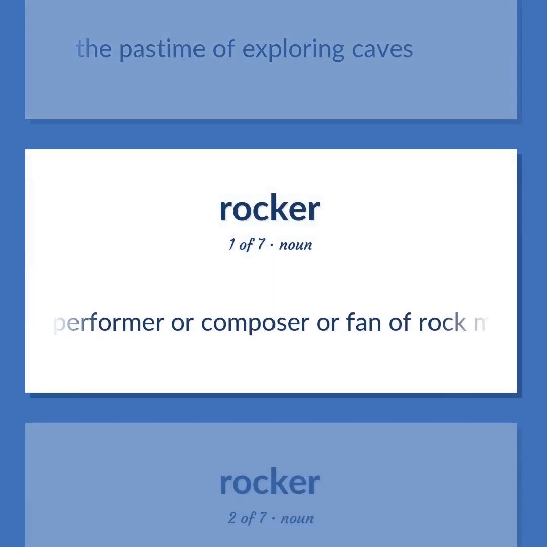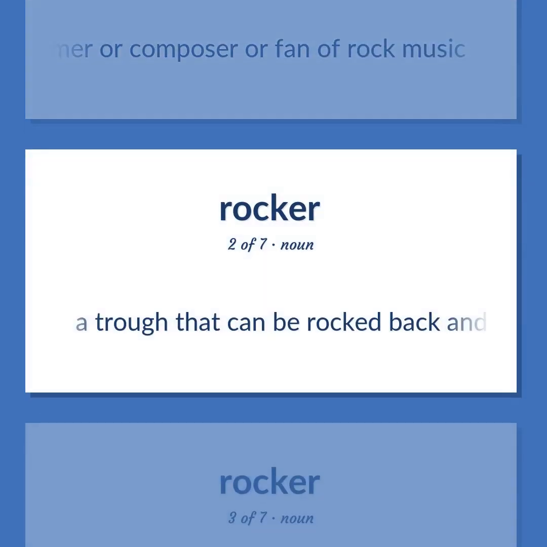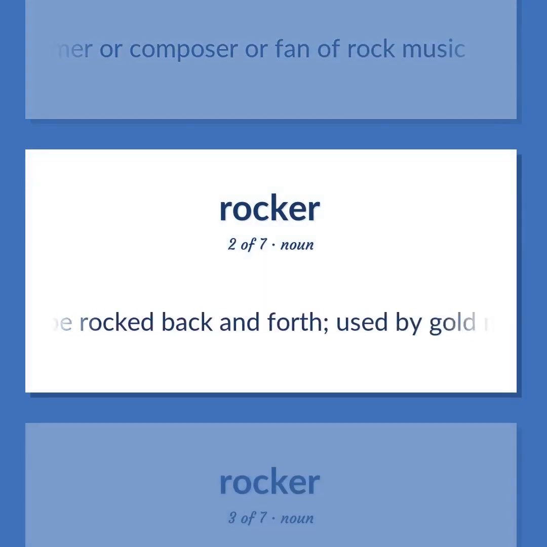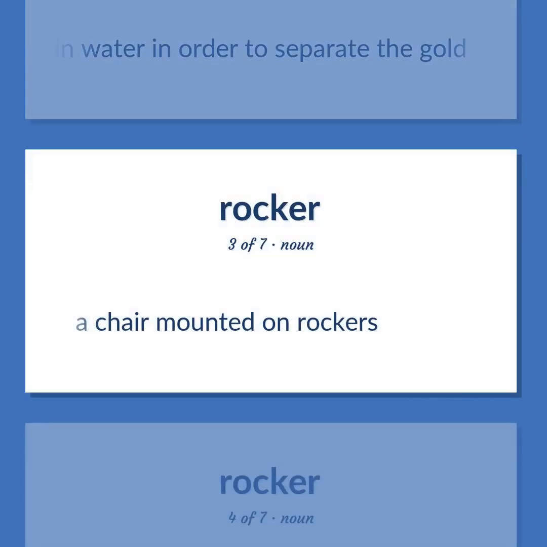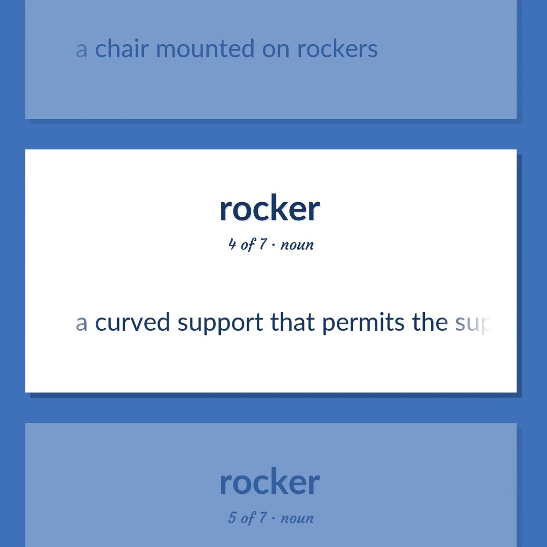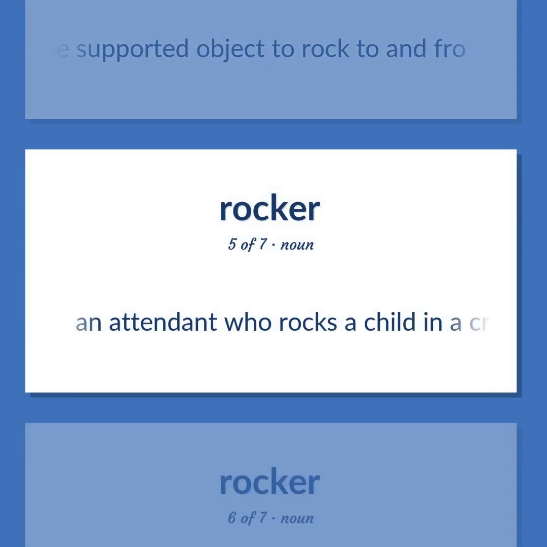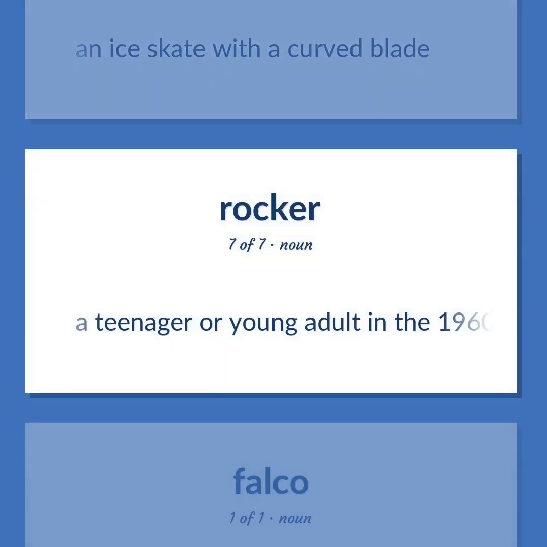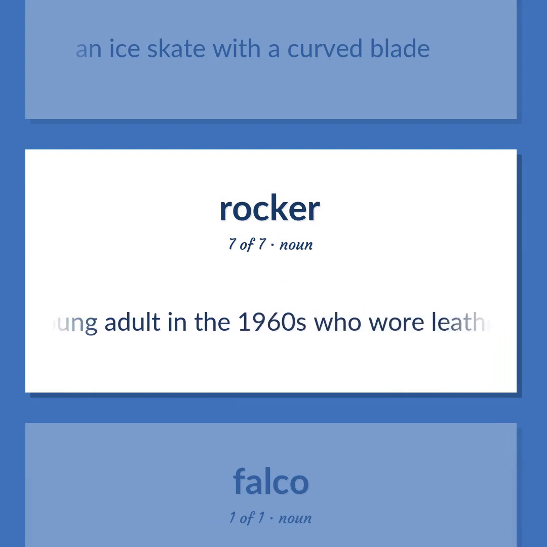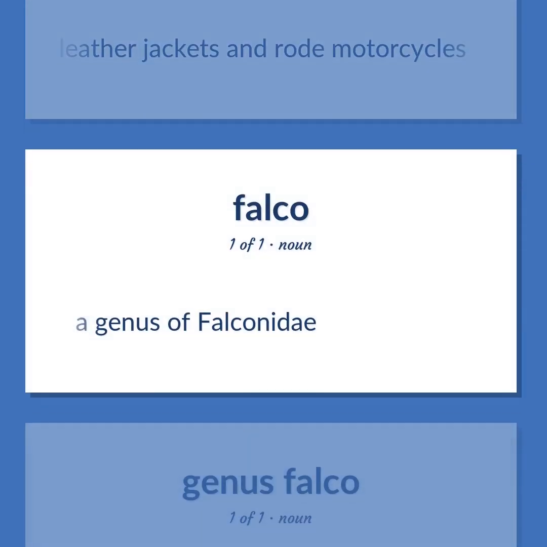A performer or composer or fan of rock music. A trough that can be rocked back and forth, used by gold miners to shake auriferous earth in water in order to separate the gold. A chair mounted on rockers. A curved support that permits the supported object to rock to and fro. An attendant who rocks a child in a cradle. An ice skate with a curved blade. A teenager or young adult in the 1960s who wore leather jackets and rode motorcycles. A genus of Falconidae.